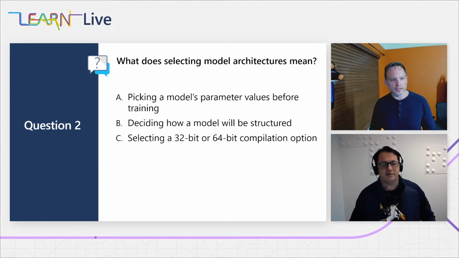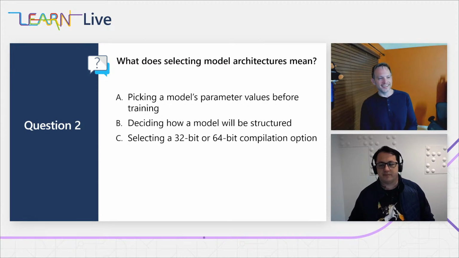Yeah, so it's probably 32-bit versus 64. No, I'm kidding. It's not. That's a very different meaning of architecture. Maybe it's about asking how many bedrooms you're going to get. That's also a different meaning of architecture, so not those.